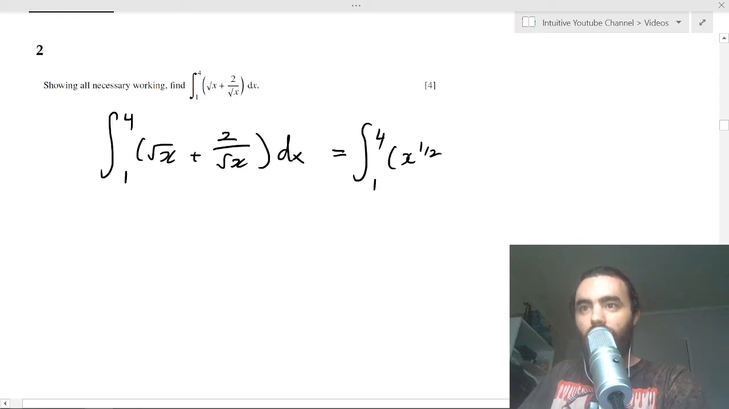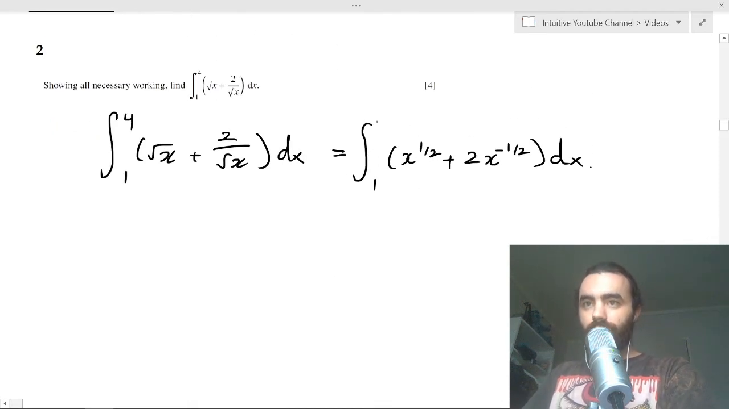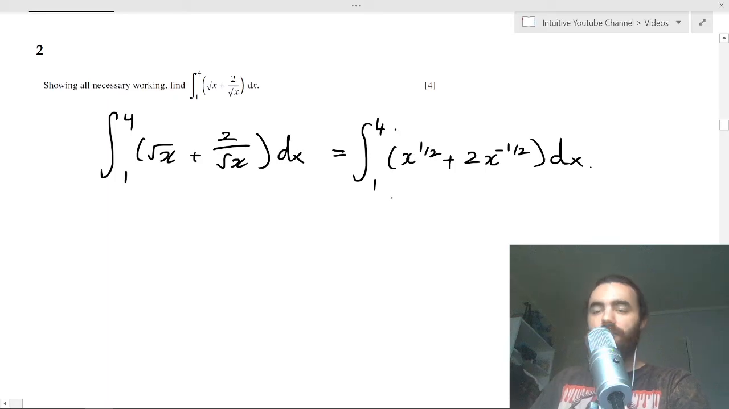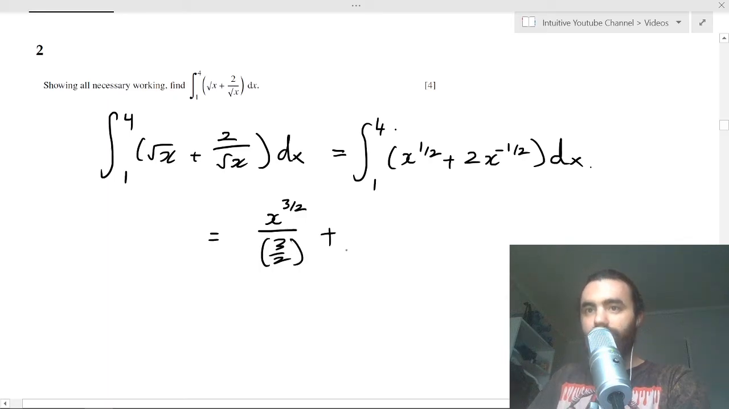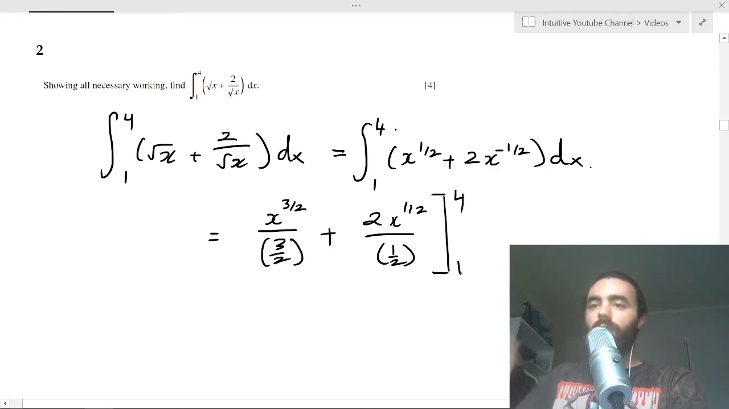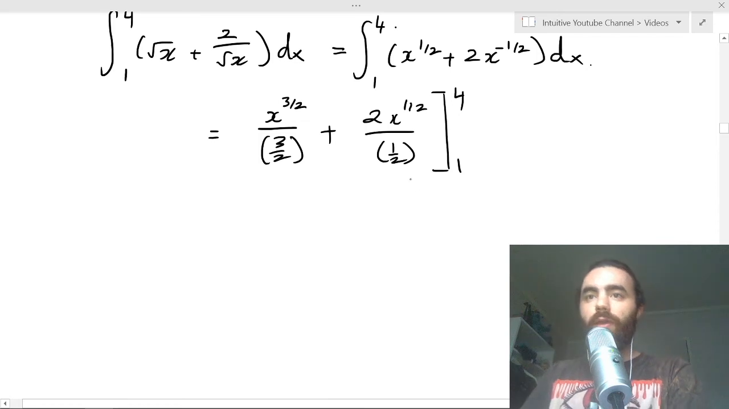So this is the same as saying x to the half plus, well, this is 2 over x to the half, and then if we bring it up, it will be 2x to the negative half dx. And then we can say that this equals, we go up by a power, which is 3 over 2 for this first part, divided by 3 over 2, plus this go up by a power is negative half plus 1 is a half over 1 half. And then this is calculated between the 4 and 1 limits.